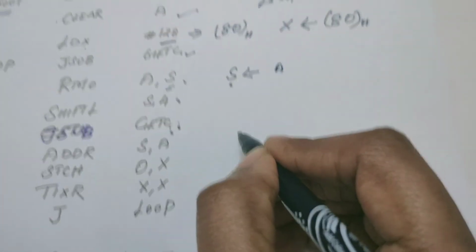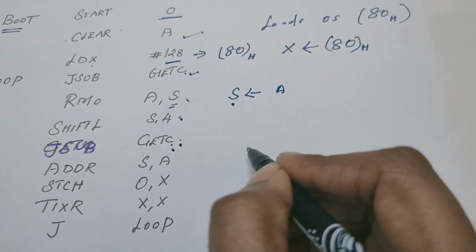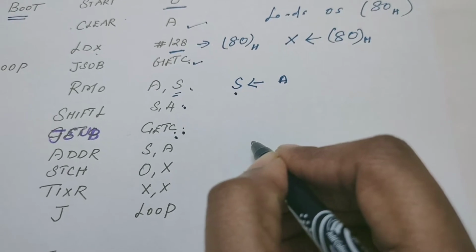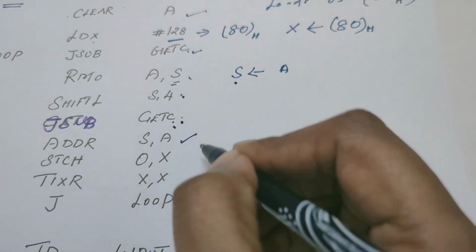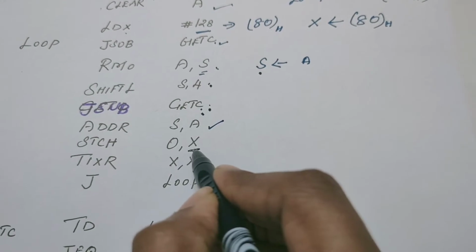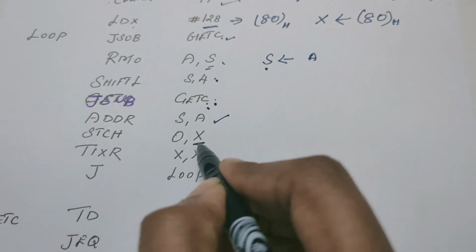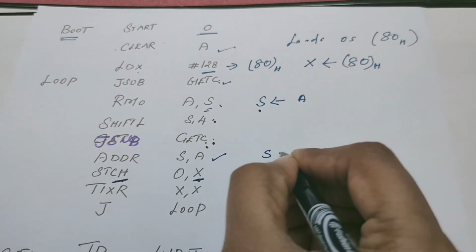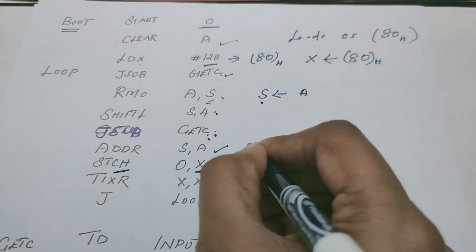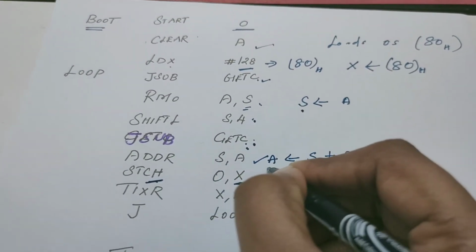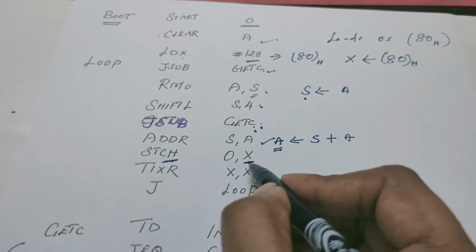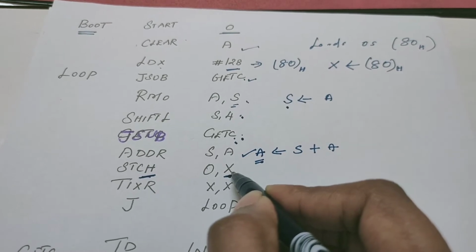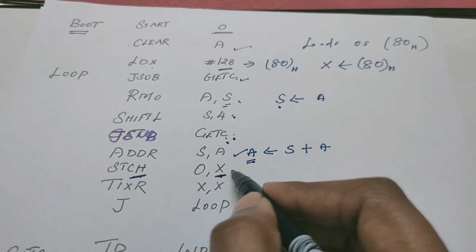It adds the contents of S and A, and the added value is available in the accumulator itself, right? After this operation, the character from the accumulator is moved to whatever address is in X. S content is added with A and the result is available in the accumulator. Now the content of the accumulator is moved to the address held in the X register. It means the very first character is moved to the address 80.